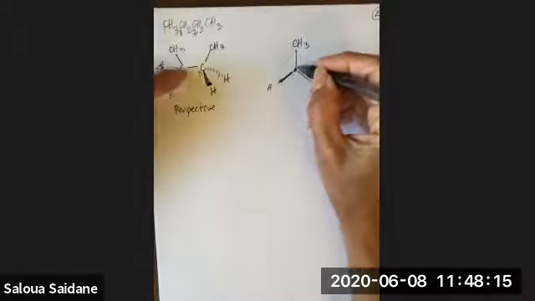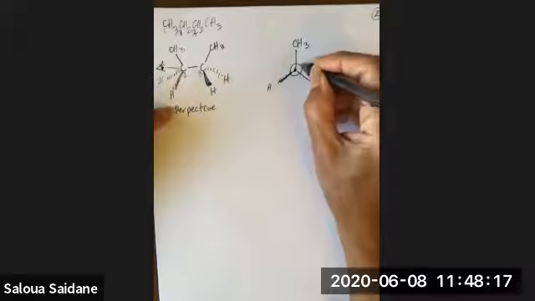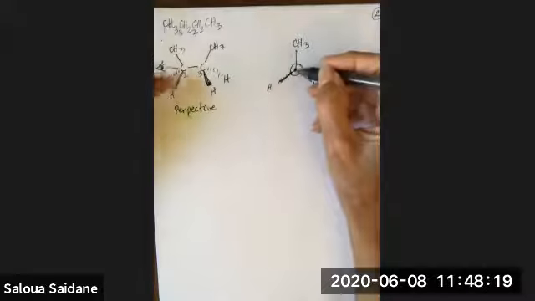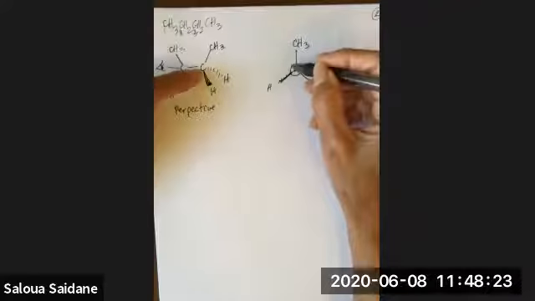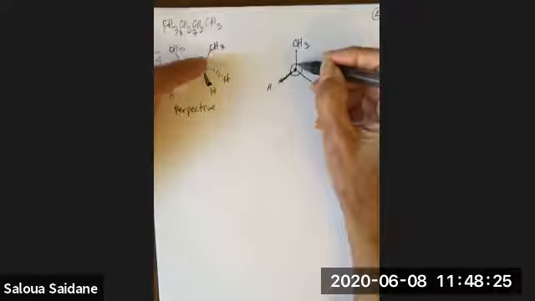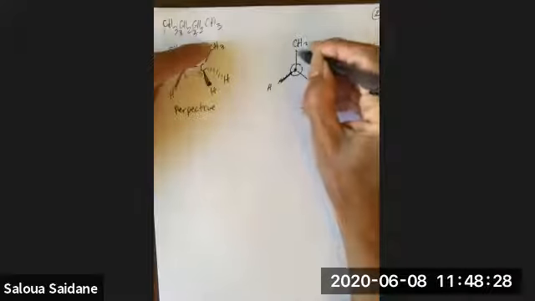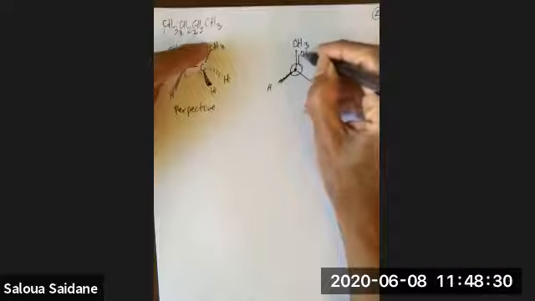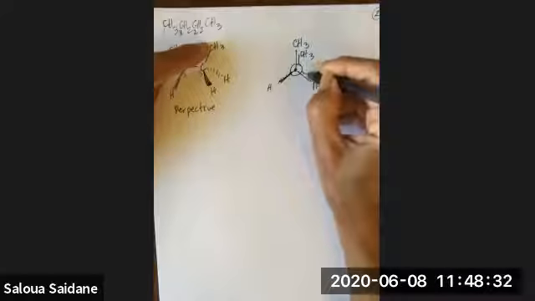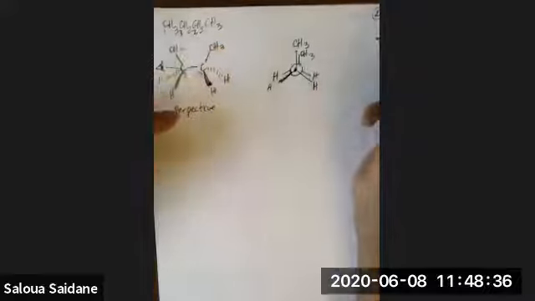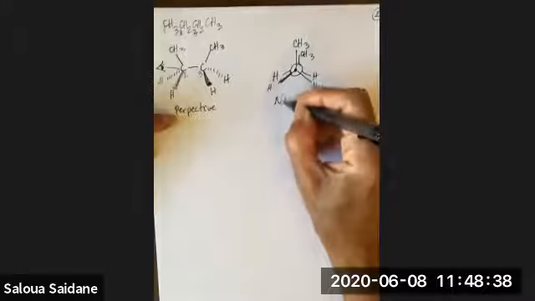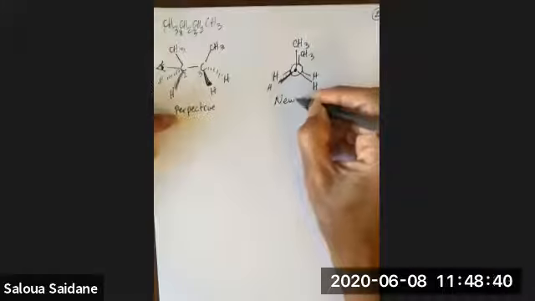Now, behind the C2, there's a C3, so I put a circle. Remember, the one in front of you, you put a dot. The one behind, you put a circle. And what's attached to the circle, you have a CH3 just behind the other CH3, and then you have an H, and then you have an H. So this is the perspective. This is the Newman projection.